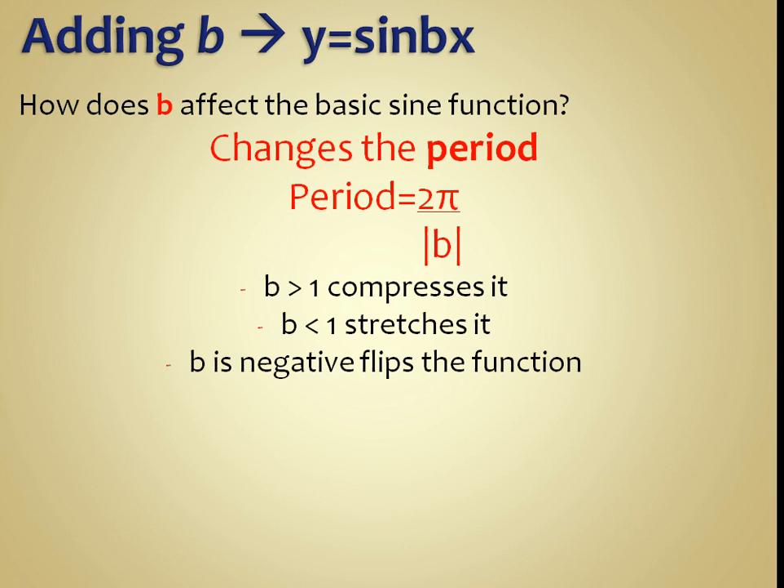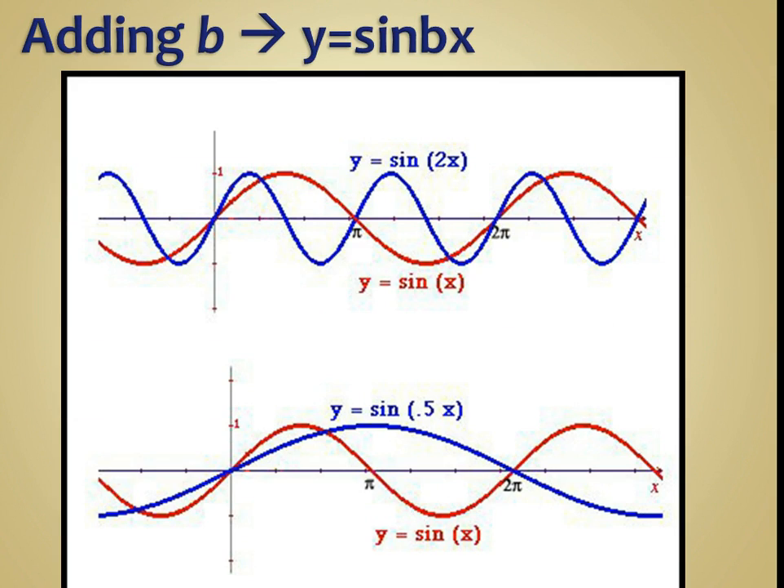If a is negative, I flip my function. If b is negative, I also flip my function. So in our first example, at the top, we can see that our regular sine function is in red.